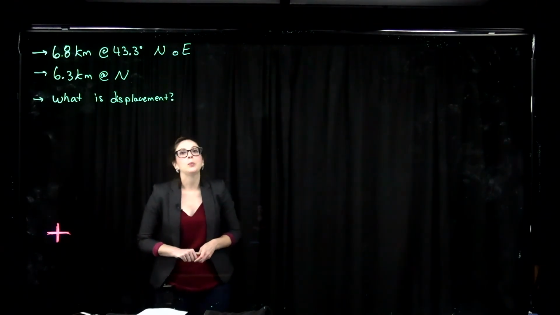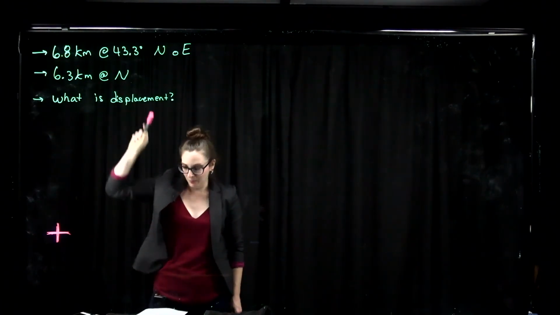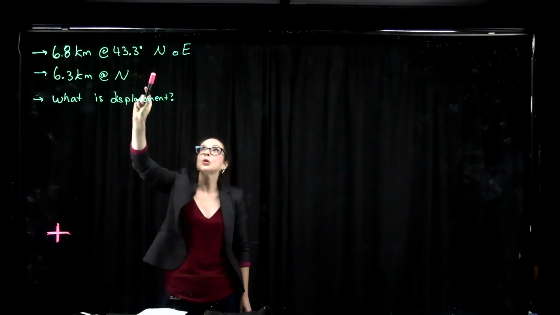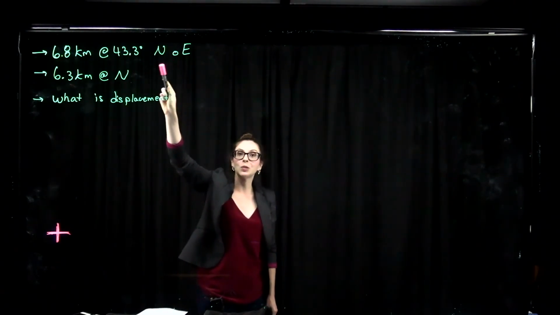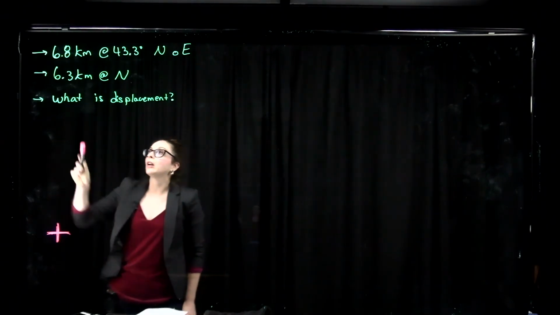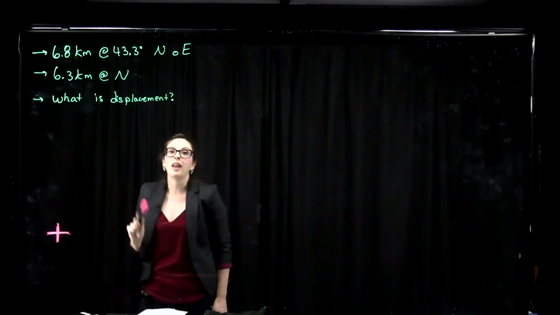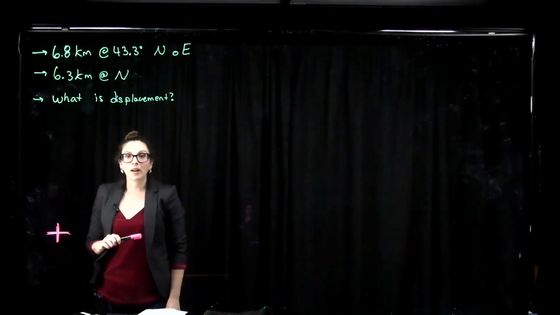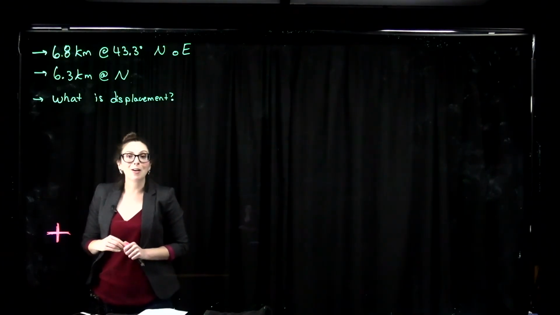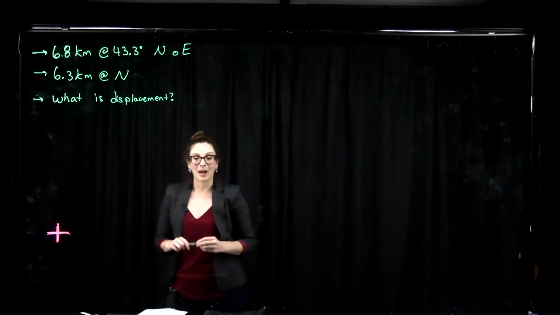So for this one, we are going to walk 6.8 kilometers in a direction of 43.3 degrees north of east. That's what this means here, north of east. Then after that, we're going to go 6.3 kilometers due north. And after we've done those two walking paths, we're going to figure out how far we are from our starting point. So what is our displacement in the end from our starting point?